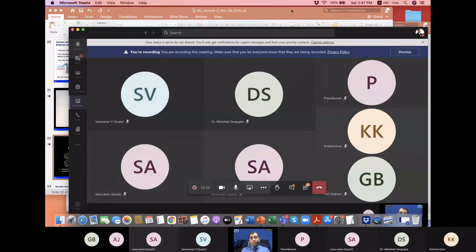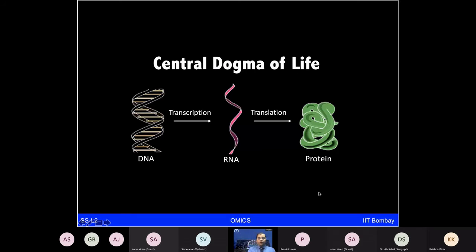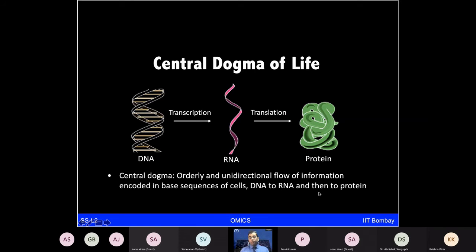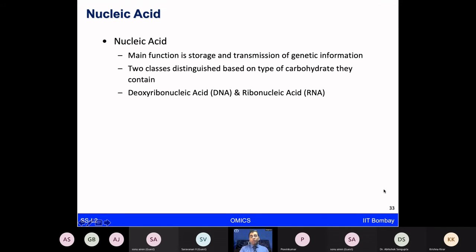So these processes are very crucial for life to operate, for our systems to continue the flow of information moving from the DNA to RNA under the process of transcription, and RNA to protein in the process known as translation.